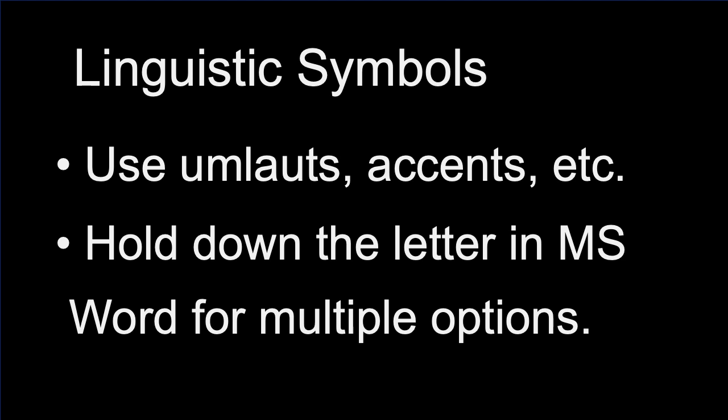Through symbols. You hold the letter down in Microsoft Word and most word processors, and you get multiple options, and you click on the multiple option. In Microsoft Word, it's usually a number, and I click on whatever number is appropriate.